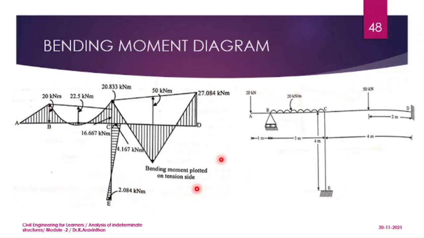Now you can draw this bending moment diagram. See, at joint A you are not having any support, hence it is 0. At joint B you got 20 kilonewton, and at joint C you got 3 moments. What are they? C to B is what? 16.667 is written here, and next value is 20.833. Everything should be a straight line. And what is C to E? C to E is 4.167. So it is plus or minus. You can take it as positive and this as negative.